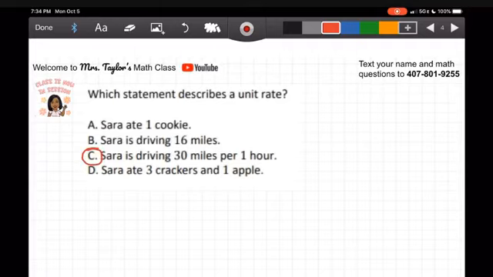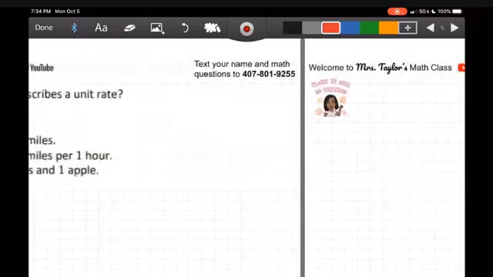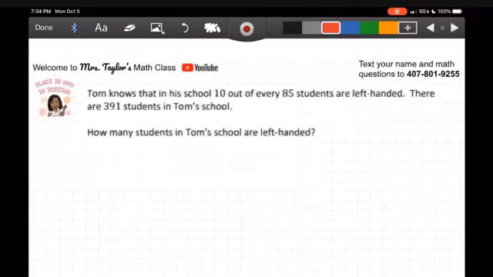Okay. Let's go to another problem. It says Tom knows that in his school, 10 out of every 85 students are left-handed. There are 391 students in Tom's school. How many students in Tom's school are left-handed? Well, this kind of problem, we've got to set up a proportion. You guys remember proportion?